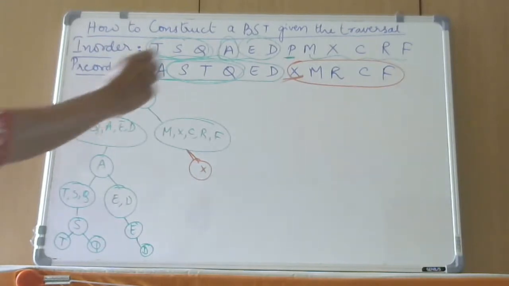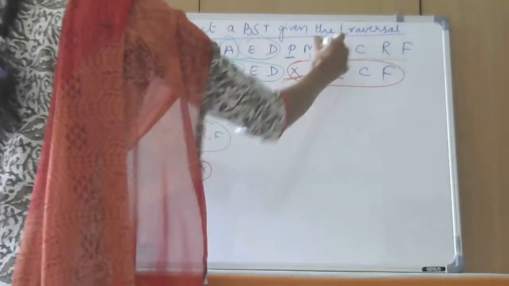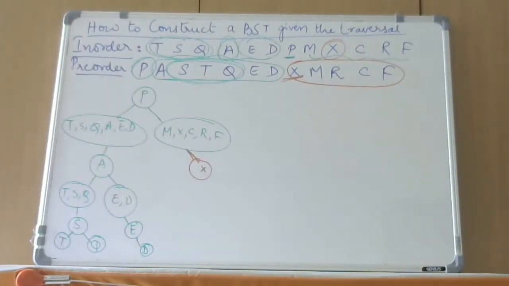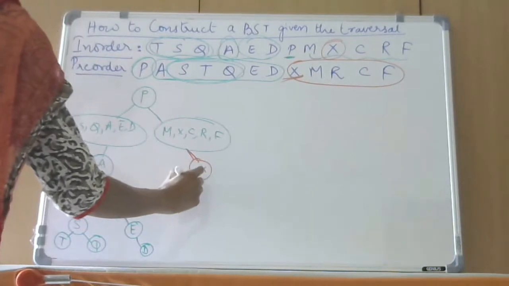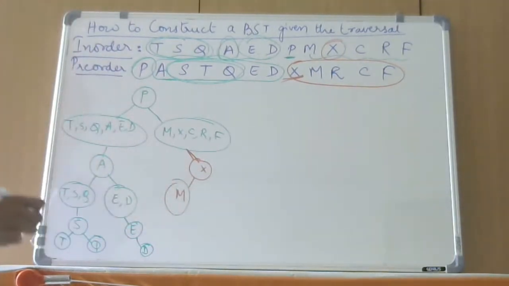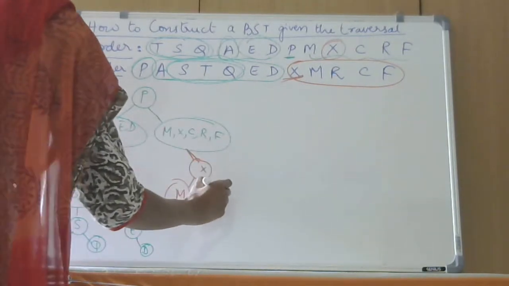Okay. Now, you see X here in the inorder. What is to the left of X and what is to the right of X? So, what is to the left of X? It is M. What is to the right of X? It is CRF.